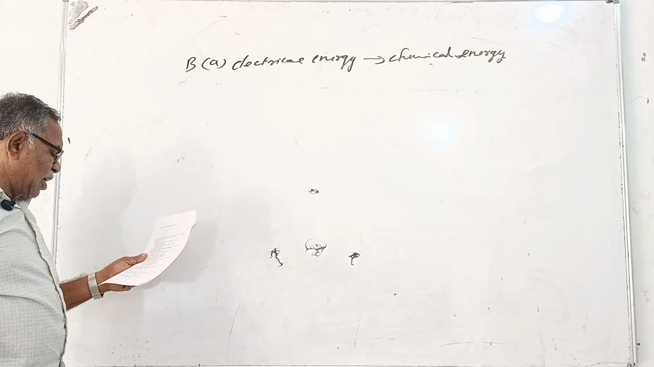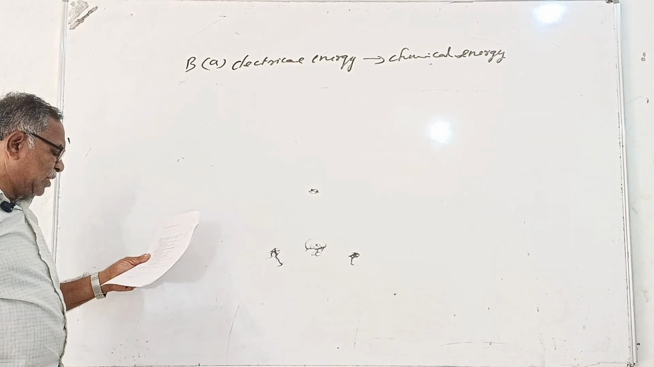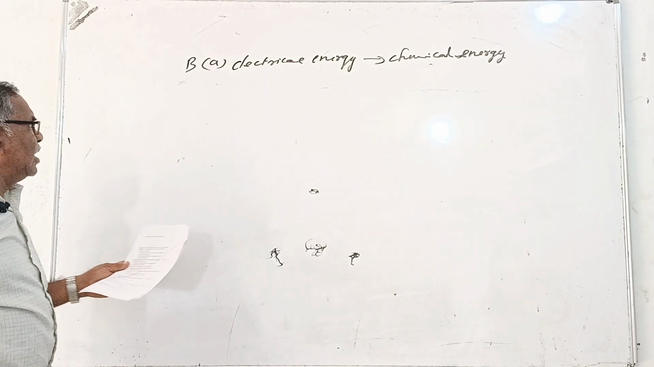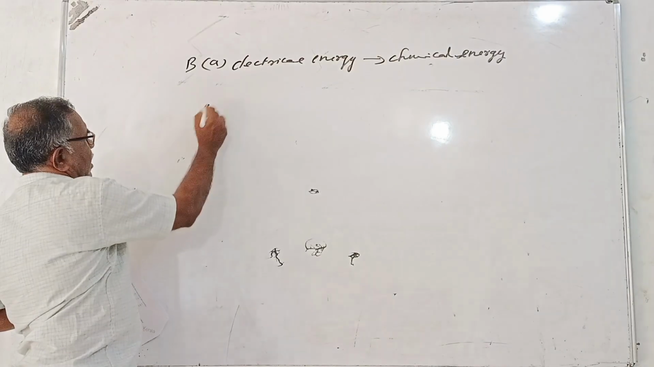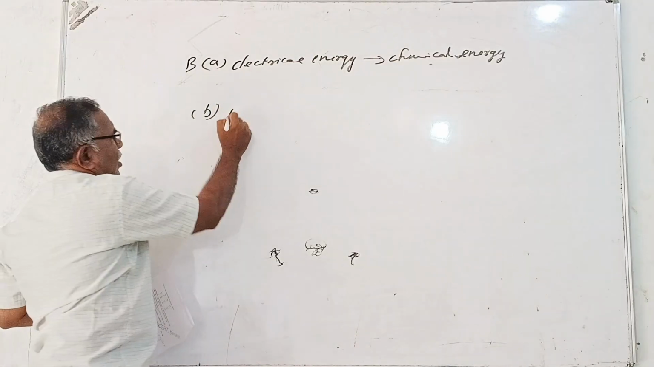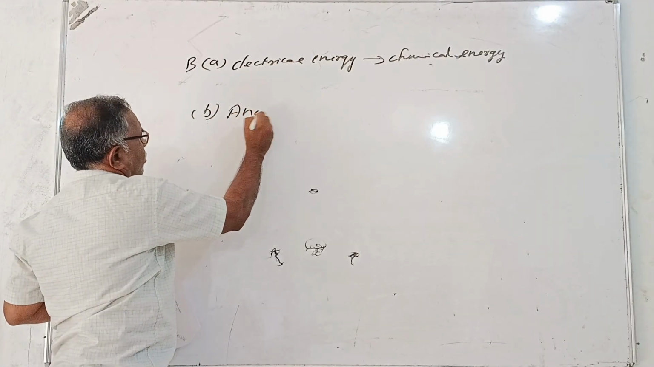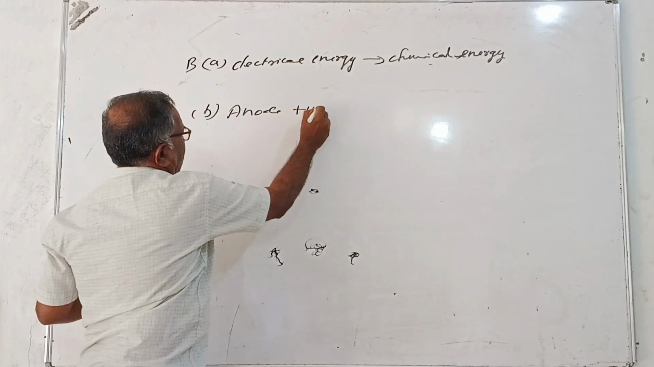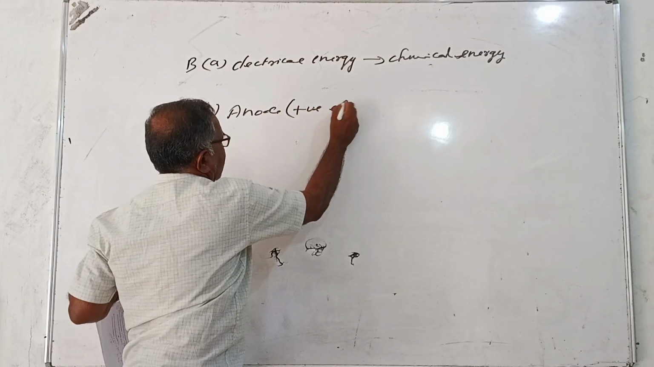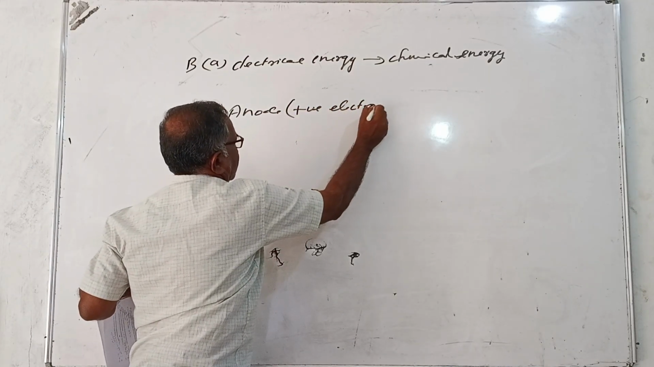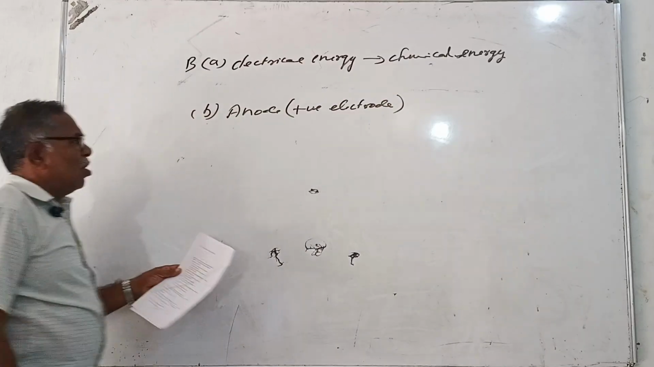Question: In which electrode does oxidation take place in an electrolytic cell? That is in the anode. Anode, the positive electrode. Anode, or we can write positive electrode.